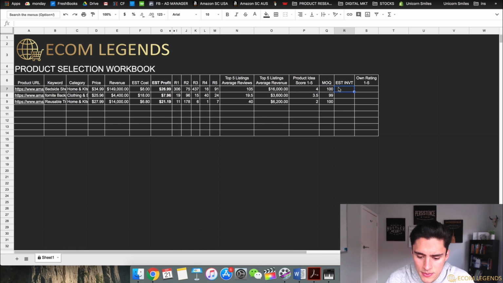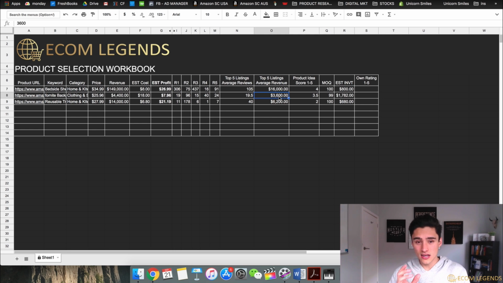So estimated investment, now we're going to be able to calculate it now that we know the MOQ and we know the cost. We just simply do a multiplication. So we go equals this one times this one, and that will be the estimated investment. So we're just going to pull this one down to calculate the others. As you can see, the one with the highest estimated investment is the Fortnite backpack. However, the profit is very low and there is not really enough revenue on the market. So you see what I mean? You see how this workbook is able to help you?